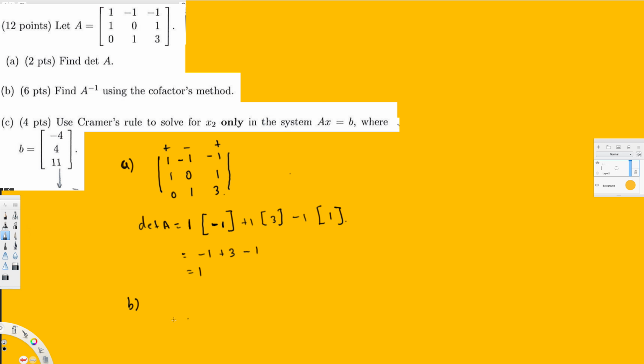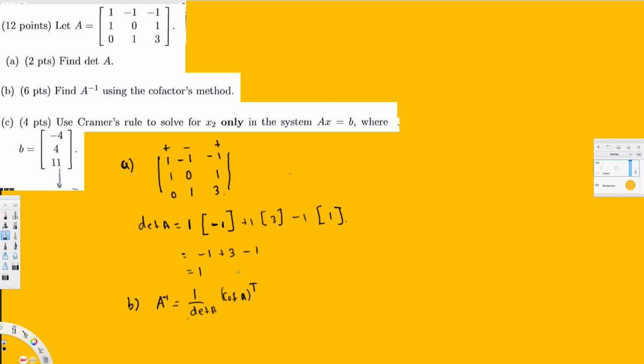So we have to know the cofactor method equation. The equation is A inverse is equal to 1 over the determinant of A multiplied by the transpose of the cofactor matrix of A. This is the equation to find A inverse using the cofactor method. We know the determinant of A already, but we have to find the cofactors.